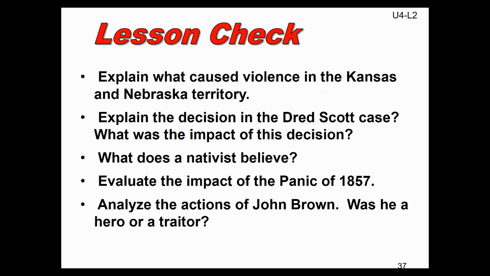So by this time, you should be able to explain what caused violence in the Kansas Nebraska territory, explain the decision of the Dred Scott case and what was the impact of the decision. What does a nativist believe when we think of the American Party or the Know Nothings? We should be able to evaluate the impact of the Panic of 1857 and the South's perspective on that. And then we should analyze the actions of John Brown. Is he a hero or is he a traitor?